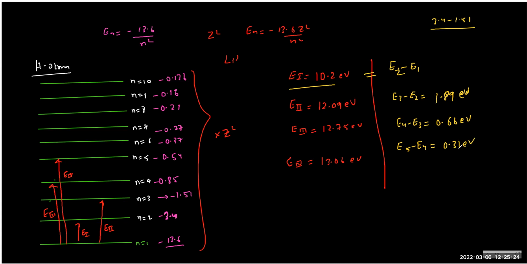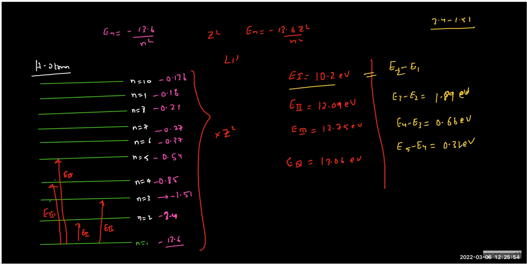Now, why do we need to remember these answers? Let's say I'm giving you a question. In a certain transition, a photon is released with energy 1.89. This should click that this is released because the electron was in the third level, that is the second excited state, and it came down to the second level, and that's why the energy difference was released. Now these values 1.89, 0.66, these are very famous.